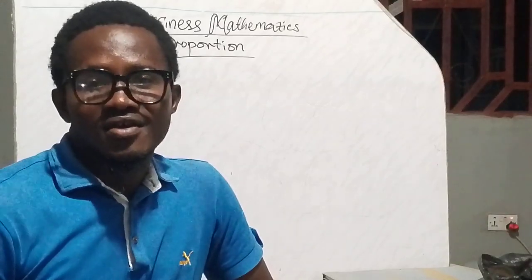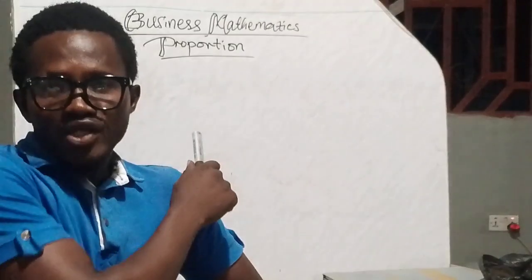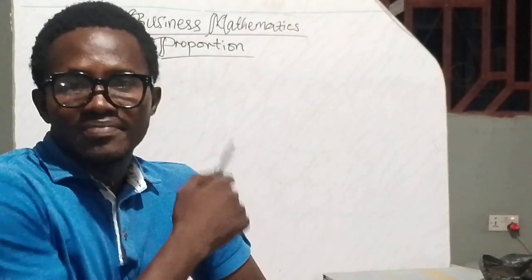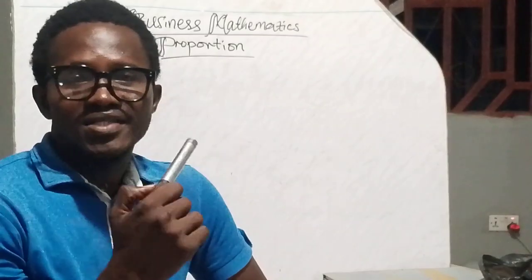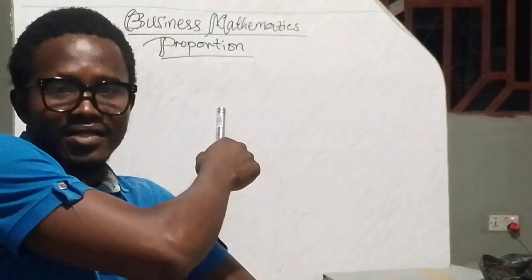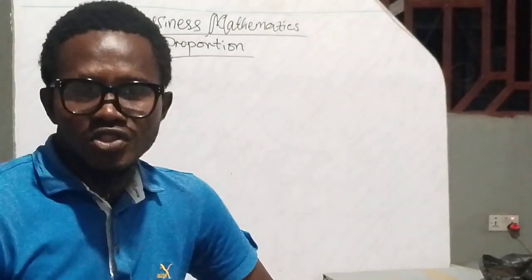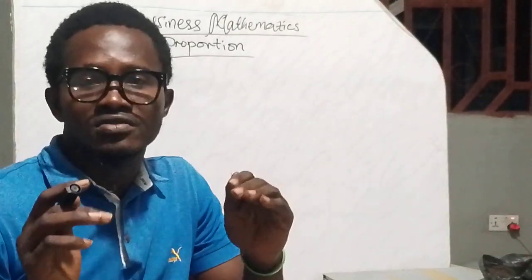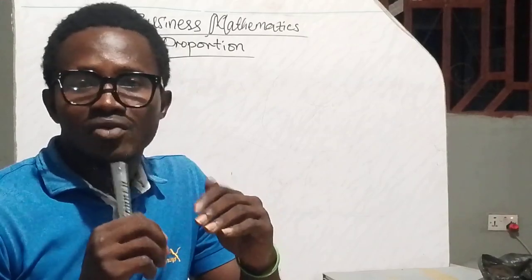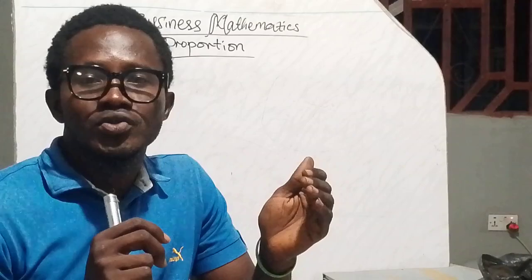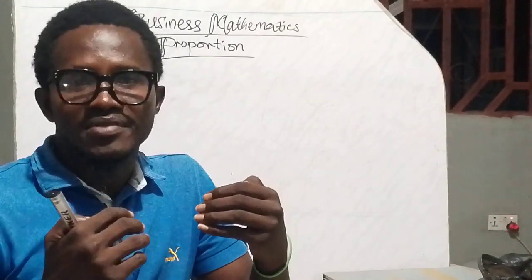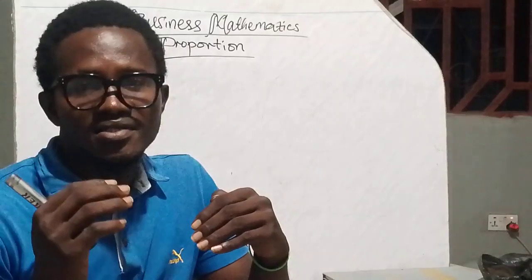What do we have today? Today we shall be looking at an aspect of business mathematics. Don't forget, we dealt with business mathematics before, and in that we looked at ratios. So today we shall be looking at proportion. Proportion and ratio have something in common. I am sure you are able to now understand what ratio is, the types of ratios, and some ways you can solve ratio problems from simple to complex.